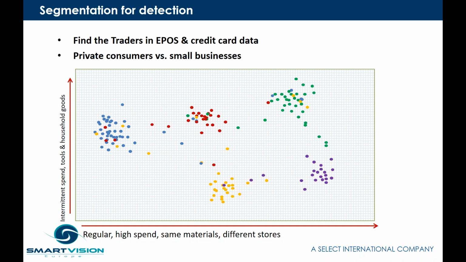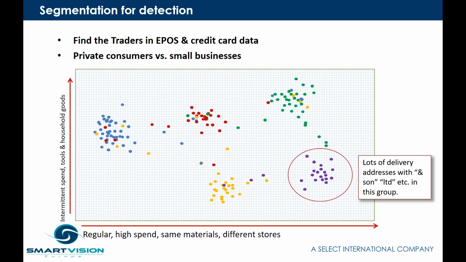By identifying the different clusters, we then match delivery addresses to those clusters. You're able to find certain clusters where you have a lot of delivery addresses with things like "and Son" and "Limited" associated with them. That indicates that they're much more likely to be businesses rather than consumers.